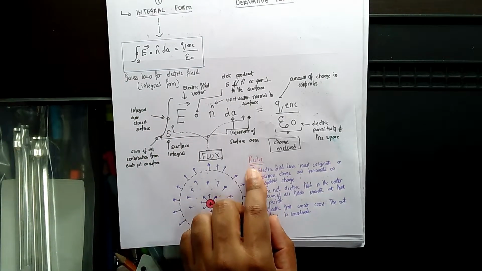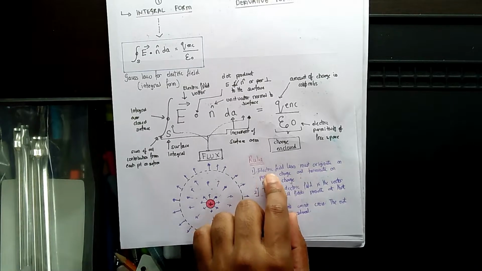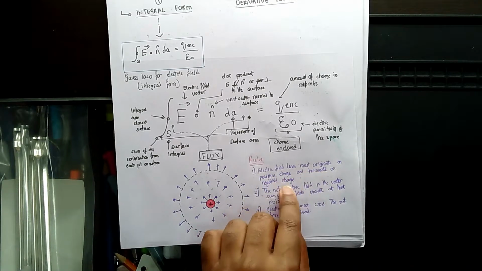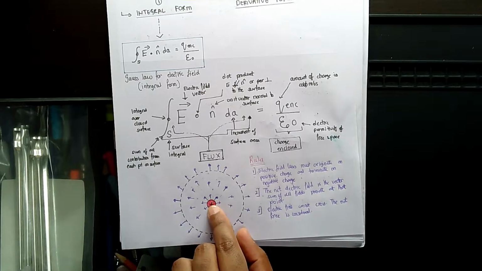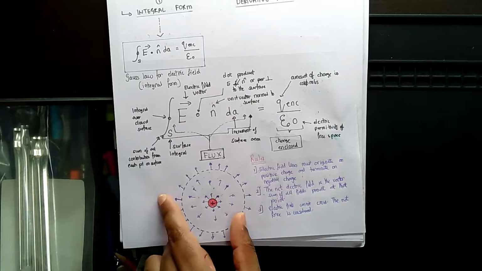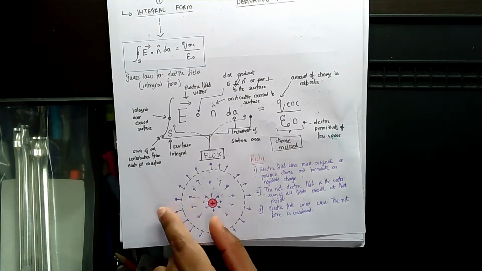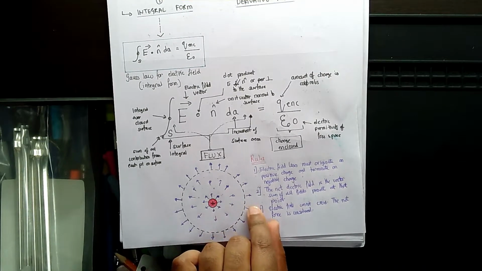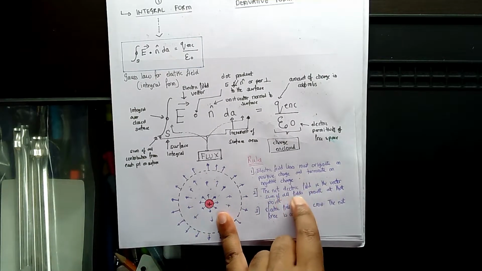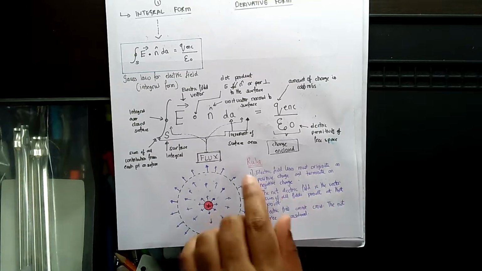There are a few rules that you want to consider. Electric field lines must originate on a positive charge and terminate on a negative charge. So this is a positive charge, so there's always going to be field emitting. And if it's a negative charge, then the field will be going into it. The second thing that we want to focus on is that the net electric field is the vector sum of all the fields present at that point.